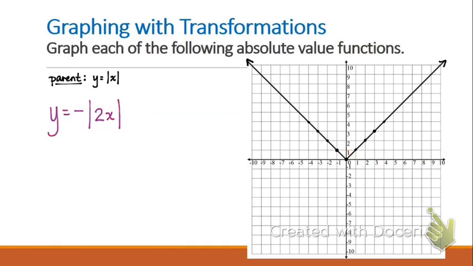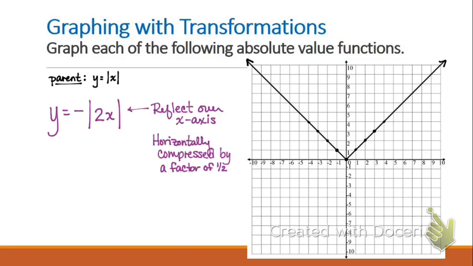Okay, so this time we're going to graph y equals negative absolute value of 2x. So that negative out in front, that's our a value. That's going to reflect it over the x-axis, but the 2 inside the absolute value, that's a b value. That is going to horizontally affect it, and because it is a whole number, this is actually going to be a horizontal compression. We're going to divide by 2, so it's going to cut that horizontal distance in half.